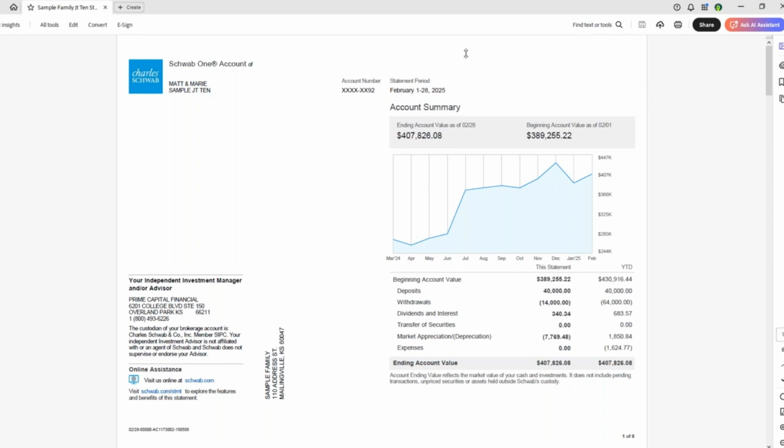What I've done here is I'm sharing my screen for a sample Schwab statement. Now we work with multiple custodians. We work with Schwab, we work with Fidelity, with Goldman Sachs. But for the great majority of you, I think Schwab is where your assets are held. And this will also translate to looking at a Fidelity statement or frankly, any other statement that you might have in your life.